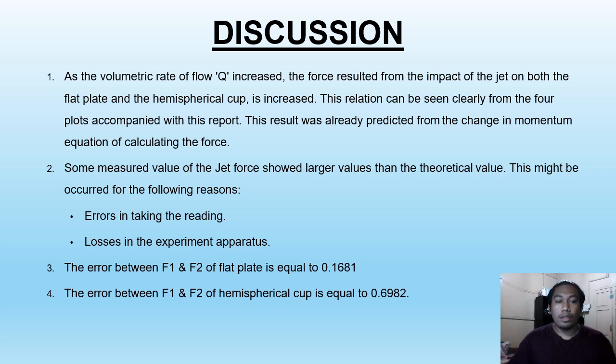So the error between F1 and F2 for the flat plate is equal to 0.1681. Meanwhile, for the hemispherical cup it is equal to 0.6982.